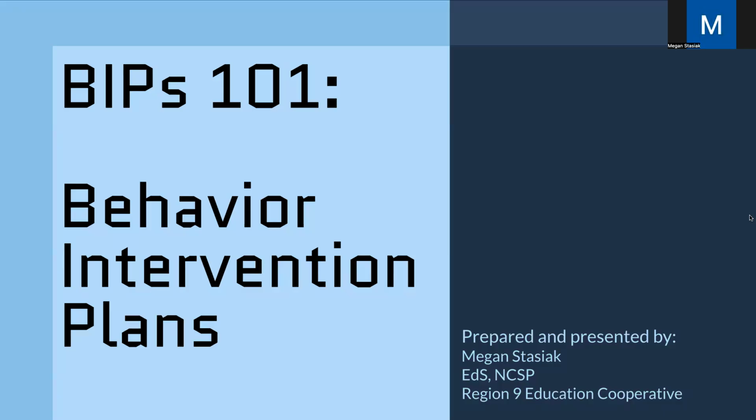This will be a general overview to describe what they are, the different pieces of them, and a little bit about how you might see them implemented or can't implement them in your school settings.